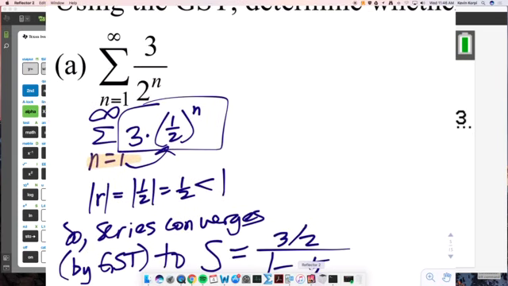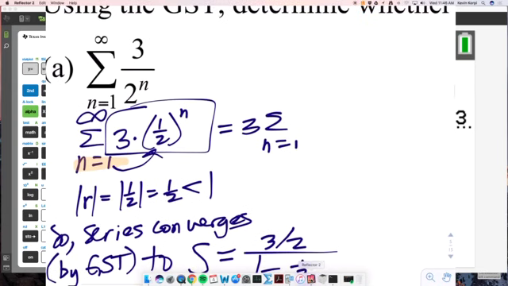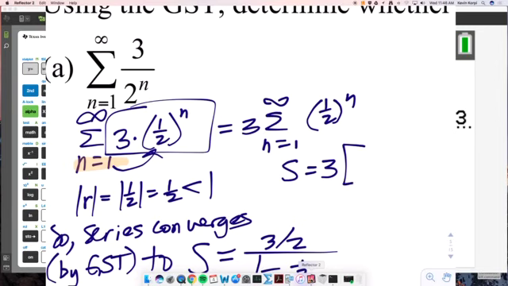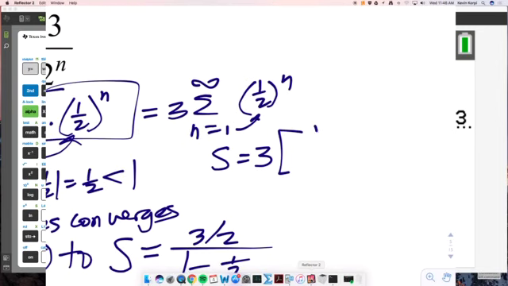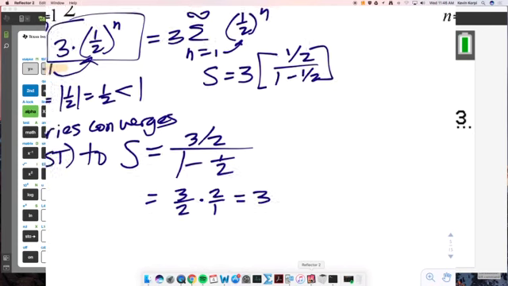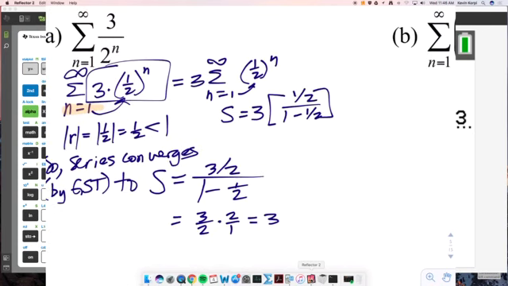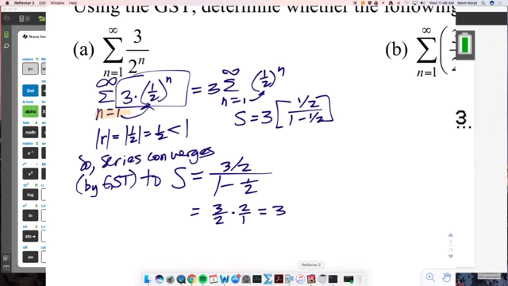Of course, if you wanted to pull the 3 out front, here's what that would look like. You can pull constant multiples out front, no problem. Now you just have 1/2 to the n. So it's still going to converge. And now the sum is 3 times, and now you use the formula. The first term now is just 1/2 over 1 minus 1/2. And you still end up with the same answer because you're multiplying by 3. So it's up to you whether or not you want to include the 3 as part of the rule or out front. That's pretty nifty.